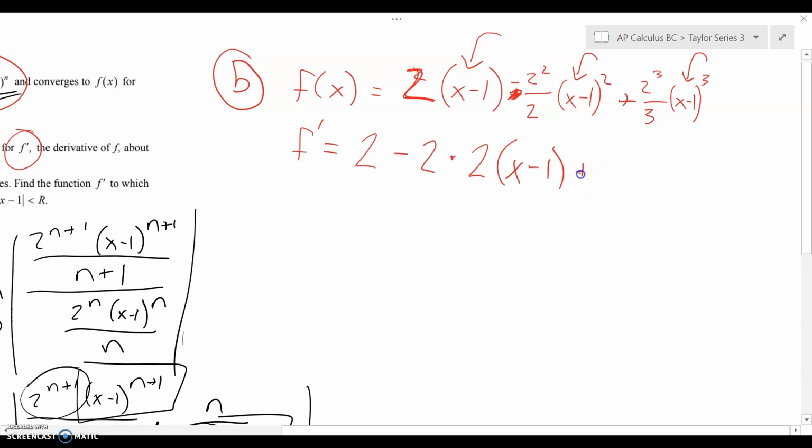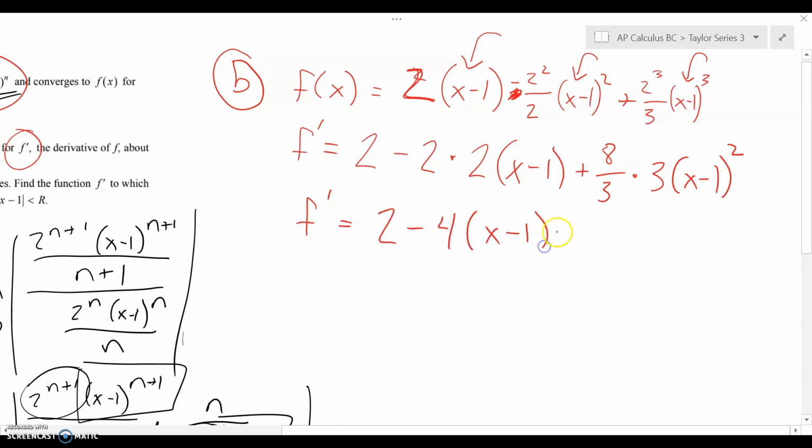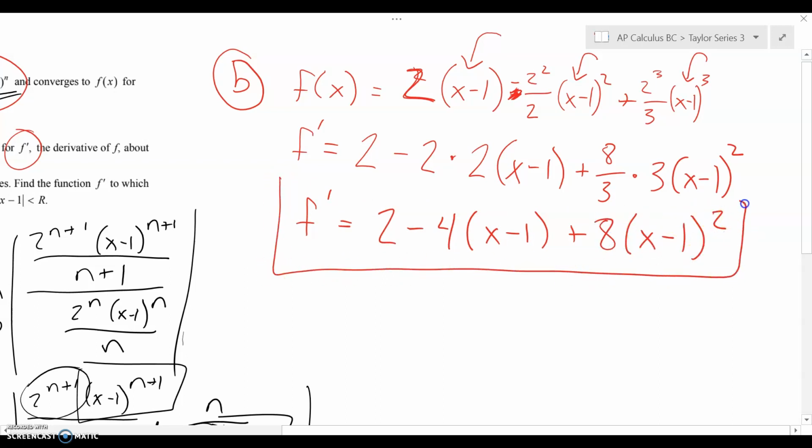Then I've got 8 thirds times that 3 is going to move out front, inside stays the same, drop the power, the 3 and the 8 I can cancel. So I've got 2 minus 4 times x minus 1 plus 8 times x minus 1 quantity squared. There are my first 3 non-zero terms. They're coincidentally the first 3 terms on this thing.